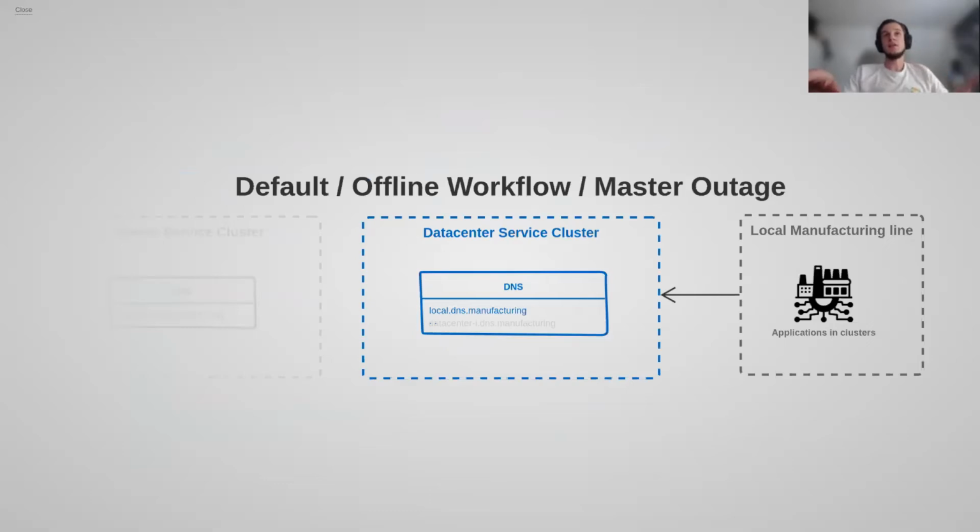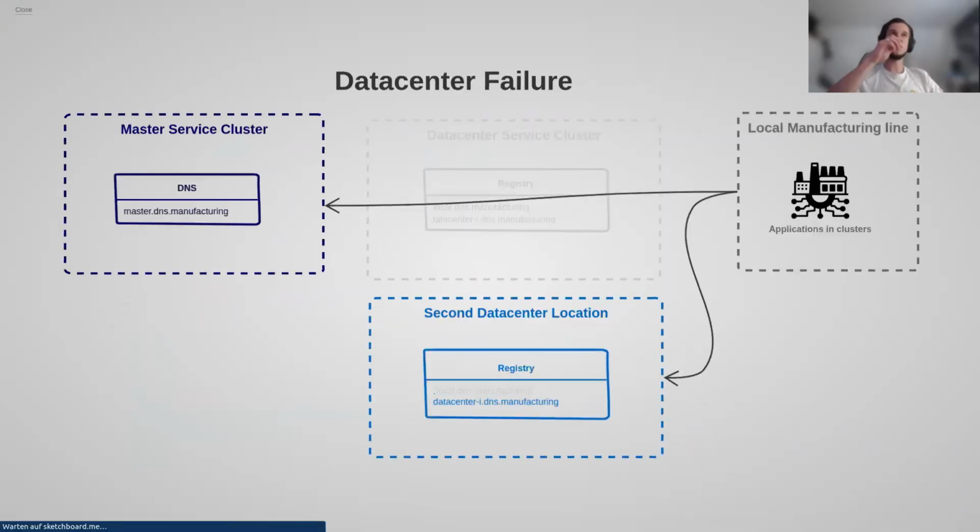And it's a default disaster case, so we don't need any connection to our master service cluster or even to our master KKP cluster. So we need to take care of a data center failure. So what if my local data center service cluster is failing? Then we already have a failover built in.